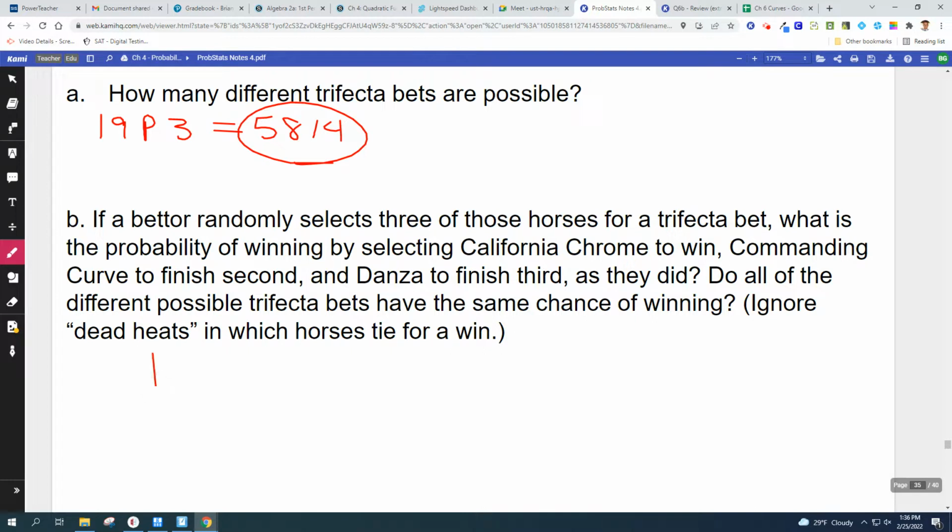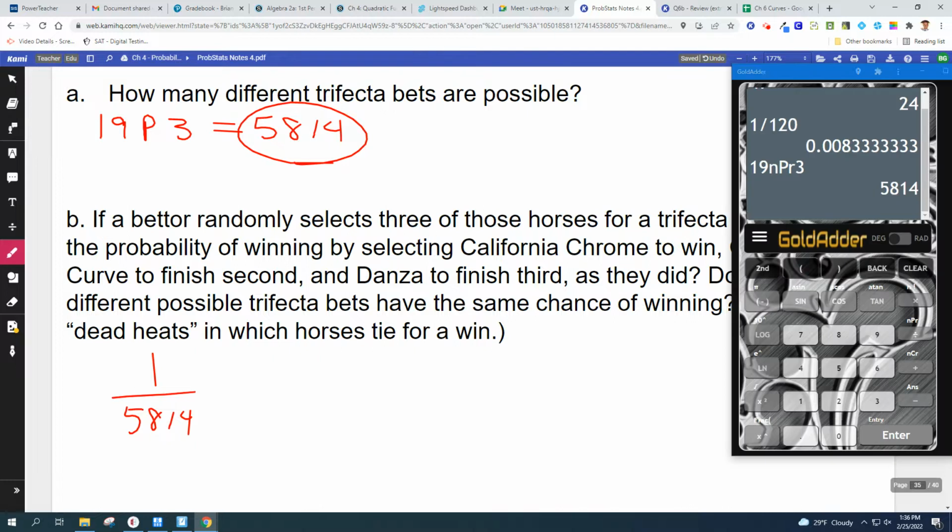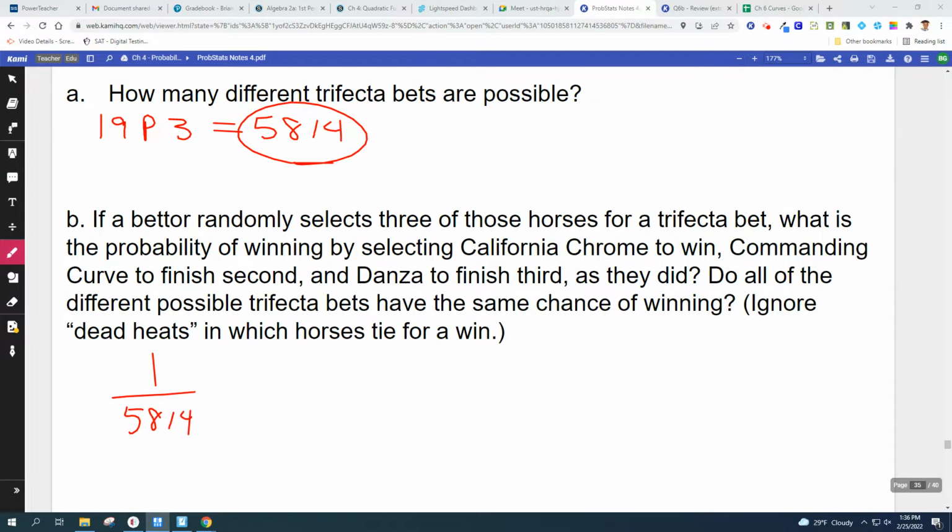Okay, there's one way to pick the right 3 horses in the right order out of, we just calculated the total number of ways to have 3 horses in order out of 19. So the fraction 1 over 5,814 or the decimal 0.000172. It kind of depends on how accurate you want to be. Do you want to be exact? Do you want to be about? Something like that.